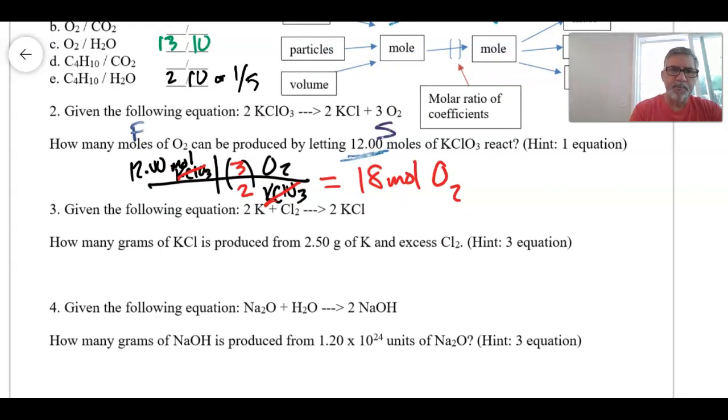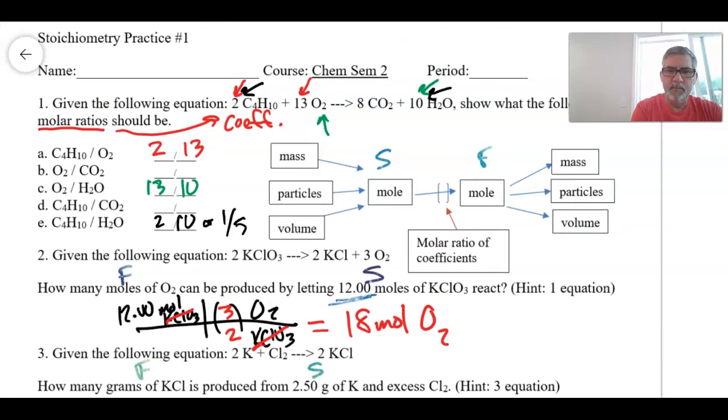For the next set, how many grams? If we look at this again, this has to be my start, and this is my finish because it's the question how many. So I'm going from K to KCl. Let me erase this. My given is in grams, so my start has to be mass, and my ending is grams mass.